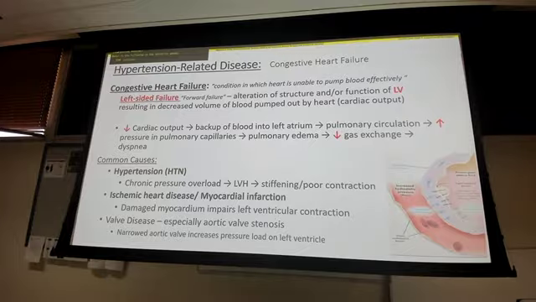So when we're trying to push blood through that aortic valve, we've got this small lumen, this small area that we're trying to push blood through. It's going to increase the pressure on the left heart, which is going to cause that heart to eventually hypertrophy, and then cause that blood to build up back into the pulmonary circulation. So that's left-sided heart failure.